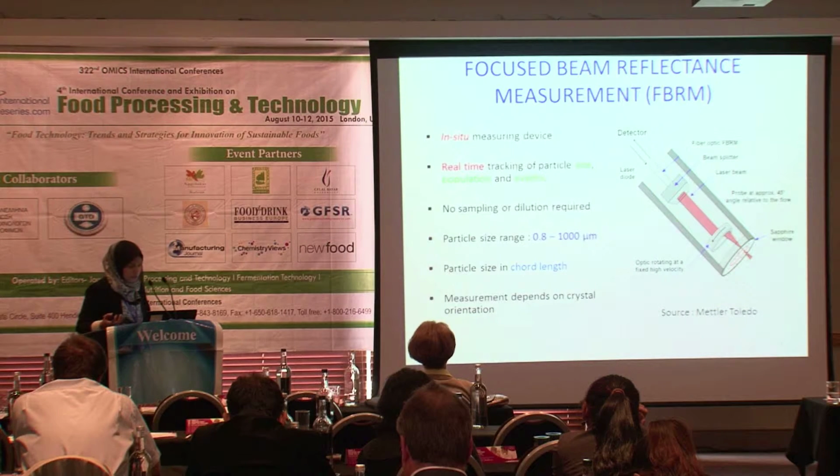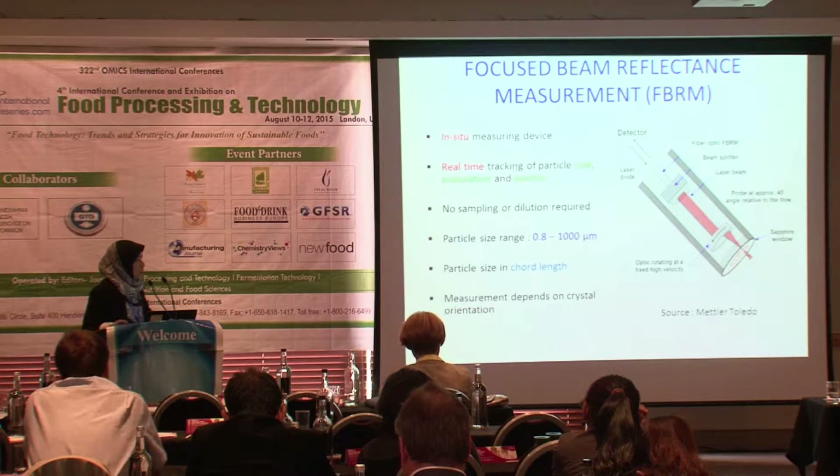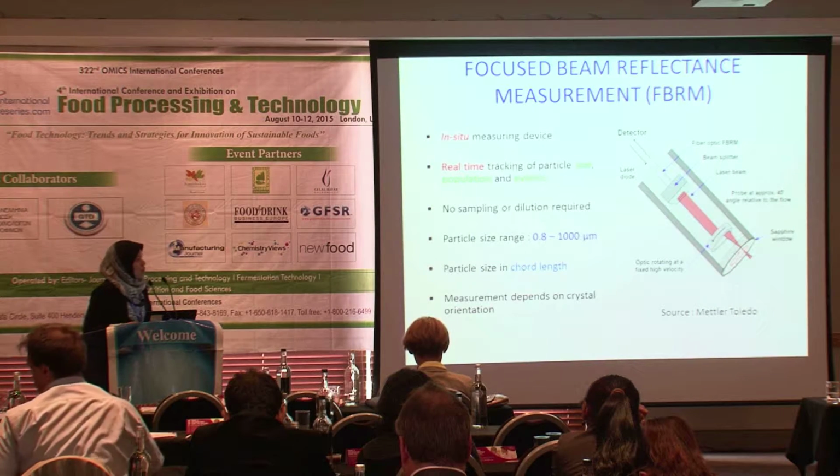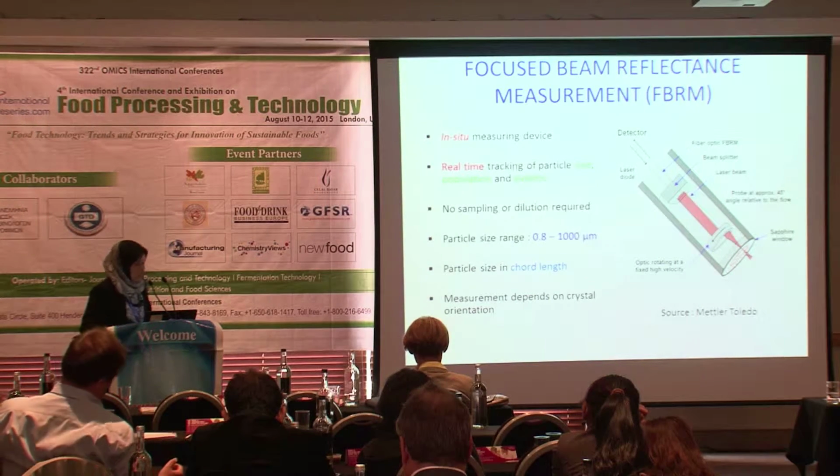And normally, FBRM measures particles in the range of nearly 1 micron to 1,000 microns. This measurement usually depends on the crystal orientation, but in this case, for palm products, we usually assume a spherical shape.